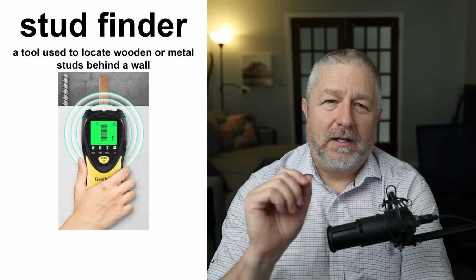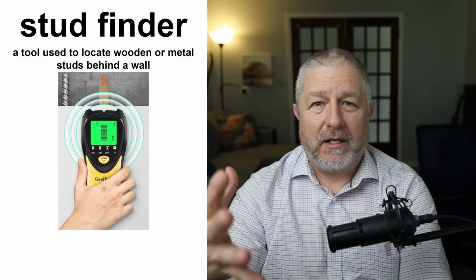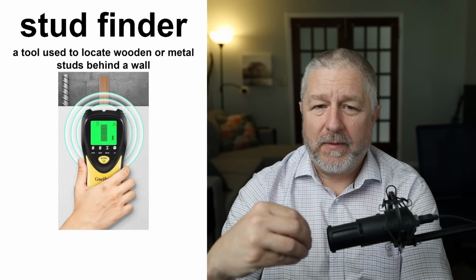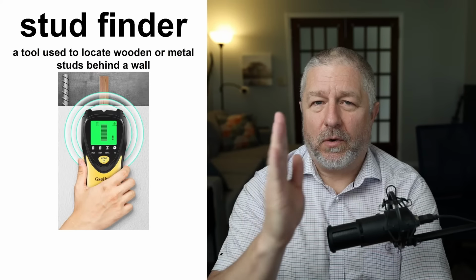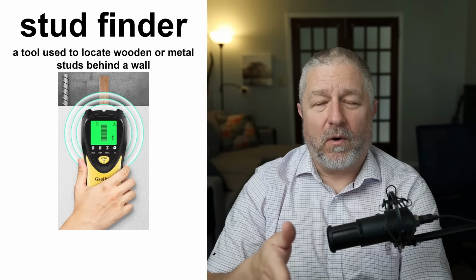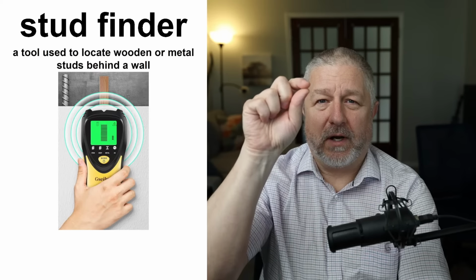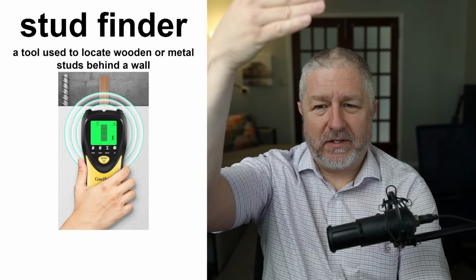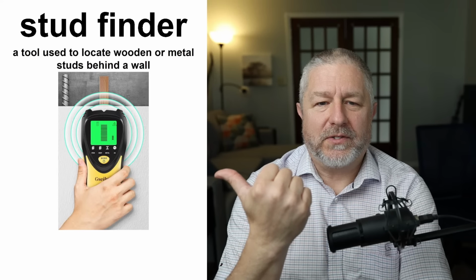Stud finder. I'm not sure how houses are built in every part of the world. In North America, most of our houses are built using wood, and we have what are called studs in the wall. Every 16 inches or every 24 inches, there is a vertical piece of wood inside the wall. So if you want to hang a picture on the wall, you often will want to put a nail into a stud, but you can't see them because there is a surface on top of them. So you use a stud finder, a tool used to locate wooden or metal studs behind a wall.